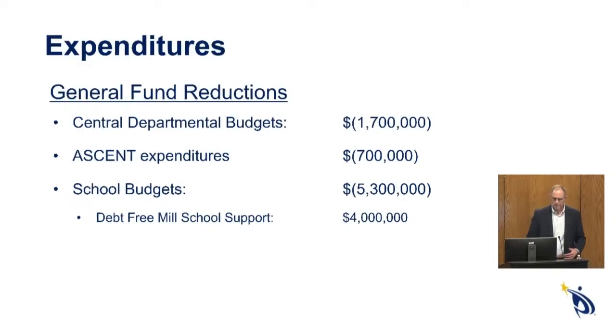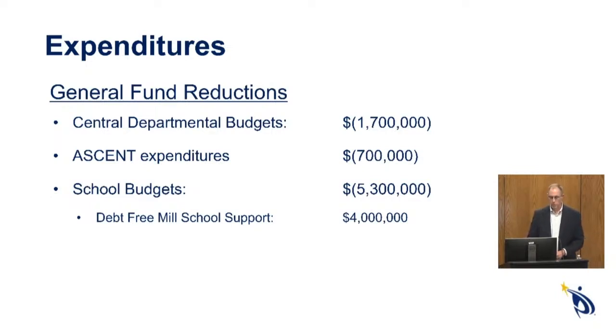Hey, on the expenditure side of things, other items, we've got some departmental budget cuts, reductions at central levels to the tune of about $1.7 million. That Ascent expenditure I talked about, remember we're going to reduce revenue by about $700,000, also then would reduce expenditures at the same rate.